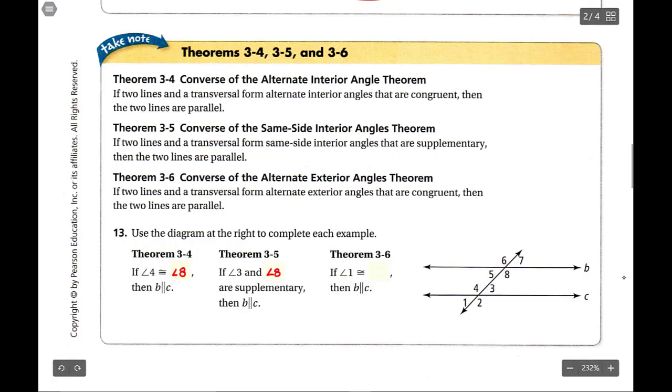have to be parallel. Theorem 3.6, if angle 1 is congruent to some other angle, then B has to be parallel to C. And that theorem says if two lines and a transversal form alternate exterior angles, so we're looking at angle 1, and the alternate exterior angle to that is angle 7. So if angle 1 and angle 7 are congruent, then lines B and C have to be parallel.